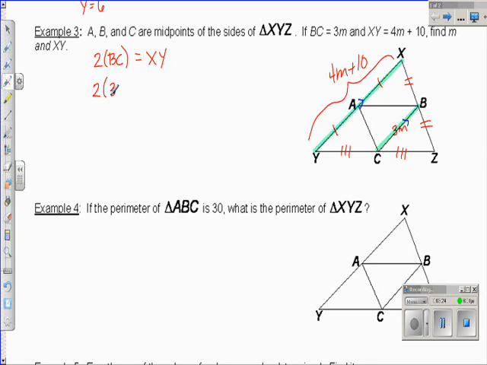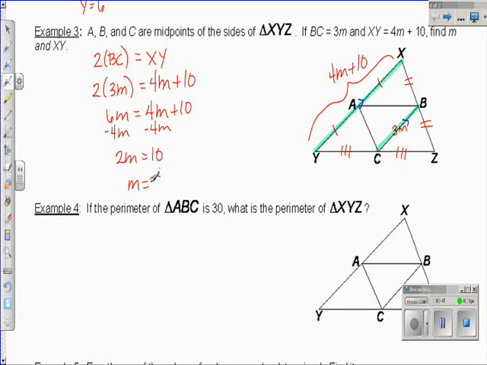So 2 times 3M equals 4M plus 10. So 6M equals 4M plus 10. Subtract 4M on both sides. 2M equals 10. So M equals 5.